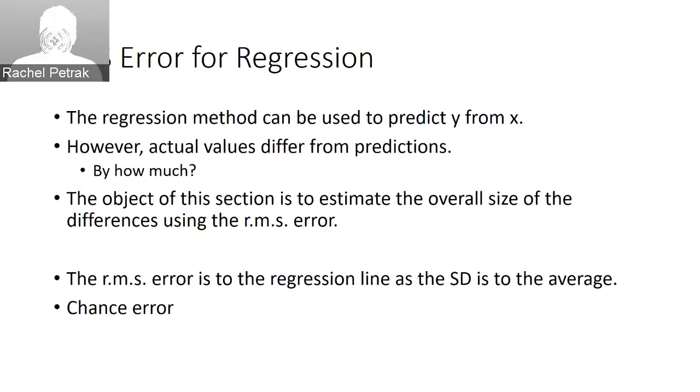The regression method, which we can use to predict y from x, we have to always remember when we make our predictions that they're going to be off a little bit. It's just a prediction. How much is the actual value going to differ from the prediction? That's the size of the root mean square. So we can estimate the overall size of the difference between the prediction and the actual value by using the root mean square error.